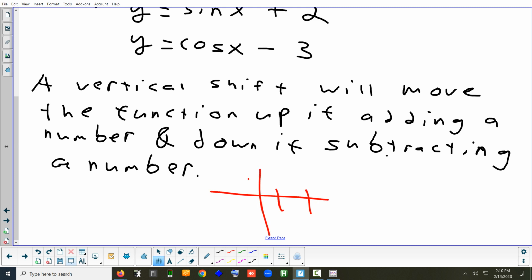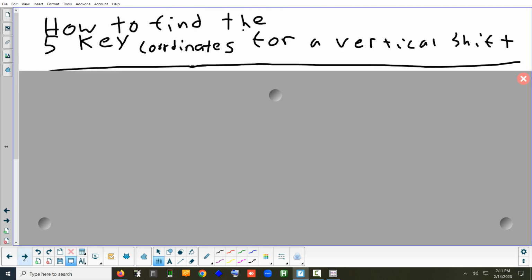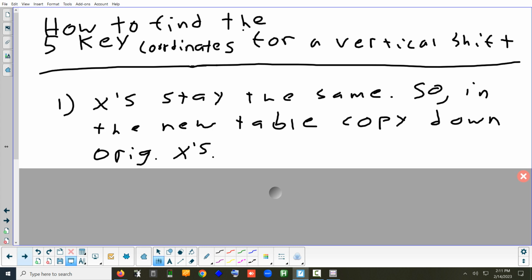And again, just think of a point like that, and then imagine shifting that point up. If this point goes from here up to there, what is changing in the coordinate to make it move up or down? The y. Okay, so the y value is going to be changing, which means the x's stay the same. So when we shift up or down, copy the x's down from the original table. That's your 0, pi over 2, pi, 3 pi over 2, 2 pi.